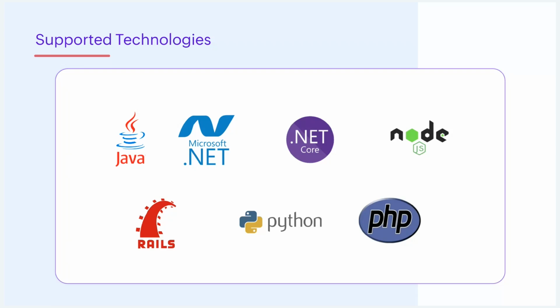The supported technologies in APM Insight are Java, Node.js, .NET Core, Microsoft .NET, PHP, Ruby on Rails, and Python. So if your application is built on any of these platforms, it is good to go for monitoring in Applications Manager.